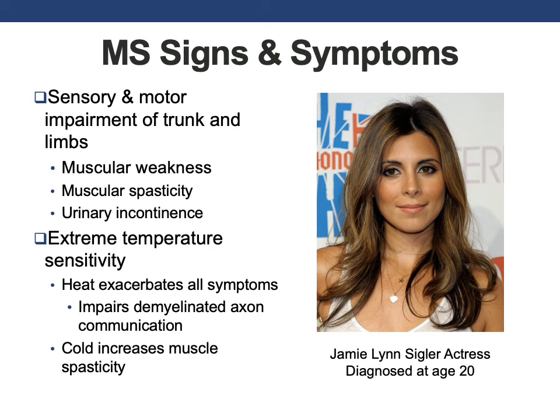MS individuals are extremely temperature sensitive. They suffer when conditions are hot or very cold. Heat will exacerbate all symptoms because it impairs communication of demyelinated axons, and cold temperatures will increase the spasticity of muscles.